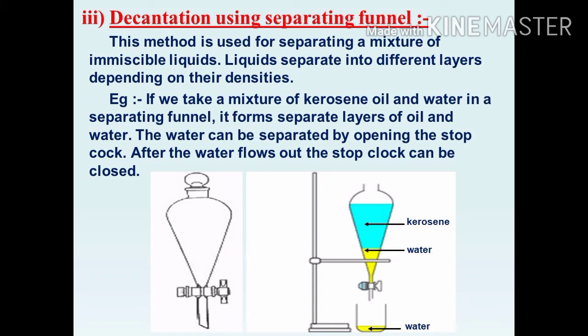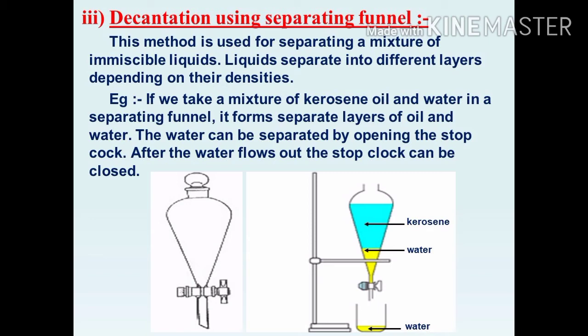Third method is decantation. What is decantation? This method is used for separating a mixture of immiscible liquids. Did you hear the word immiscible? I think in your lower classes you have studied miscible liquids and immiscible liquids. Miscible liquid means one liquid which is completely dissolved in another liquid. Example, milk and water. When we add milk to water, it does not produce two layers because it produces a single composition of a mixture.